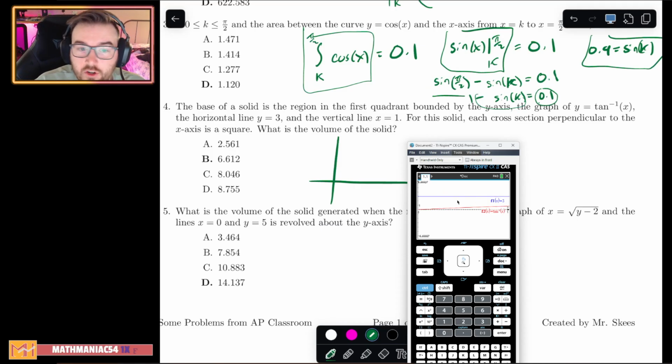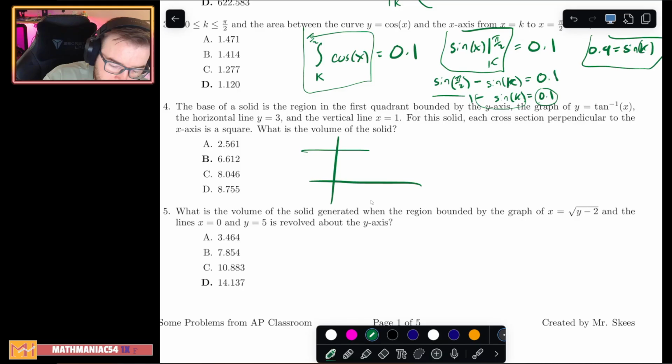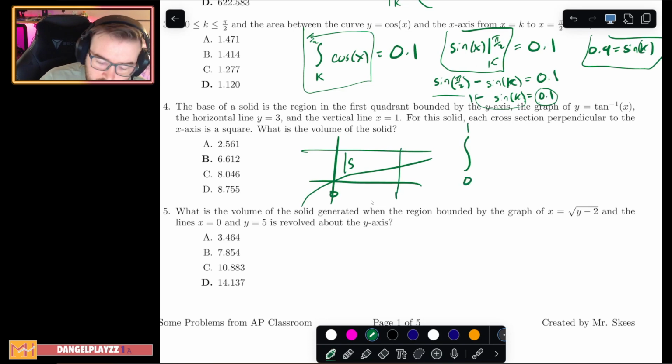And suddenly there are squares sprouting out of this. So the distance between blue and red is the length of the side. It's the length of the side, yes? So there's that, and this is our s. So we just need to integrate from 0 to 1. Why 0 to 1? Because that's the bounds of our region.